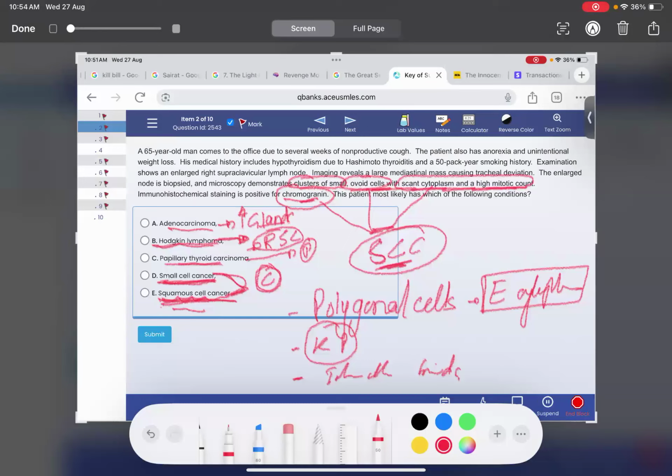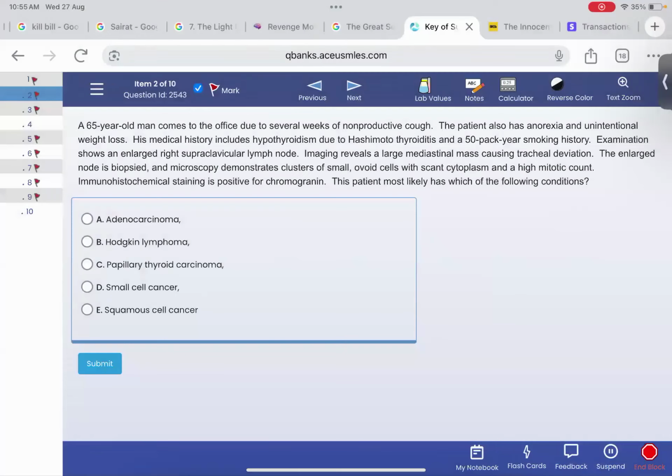The most important points in every tumor or cancer are the high yield biopsy points that you have to remember. Whenever you see high glands, it is adenocarcinoma. Whenever you see the Reed-Sternberg cell, it is Hodgkin lymphoma. Whenever you see psammoma bodies, it is papillary thyroid carcinoma. Whenever you see a small cell cluster, chromogranin positive, ovoid cells with a high mitotic count, it is small cell. And squamous cell has polygonal cells, keratin pearls, and intercellular bridging on light microscopy. Have you got the point? It's not the concept, it's the points that you have to remember.